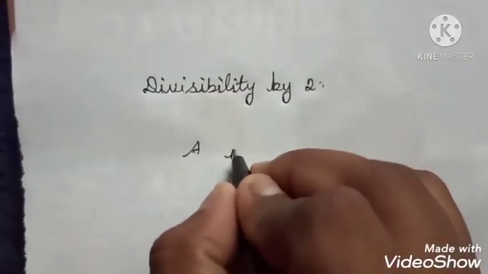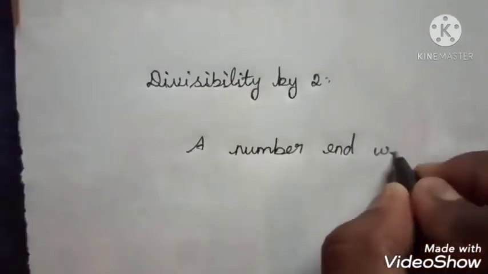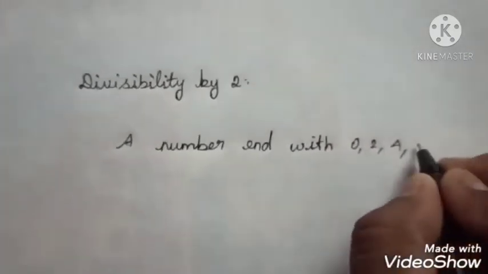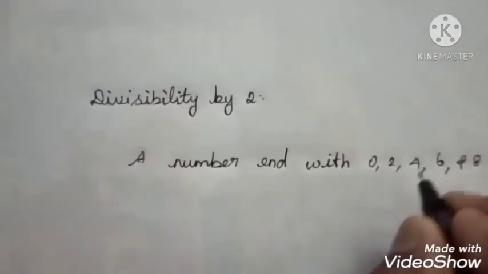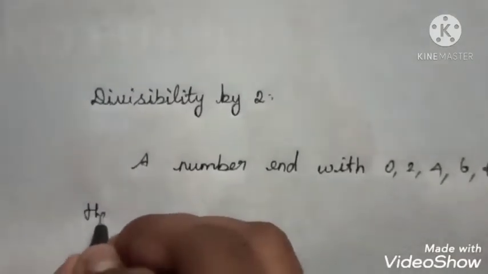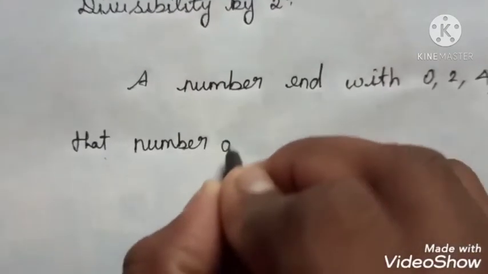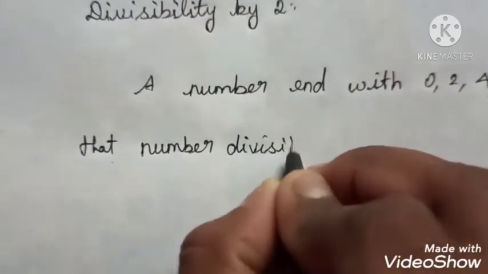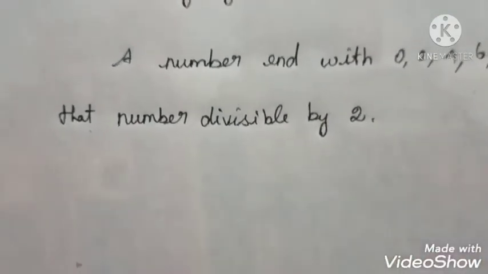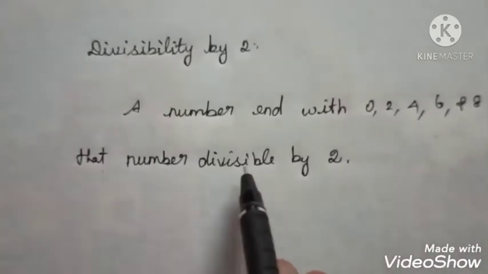A number that ends with 0, 2, 4, 6 and 8 is divisible by 2. A number ends with 0, 2, 4, 6 and 8, that number is divisible by 2.